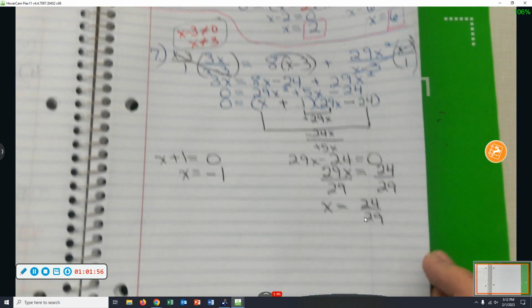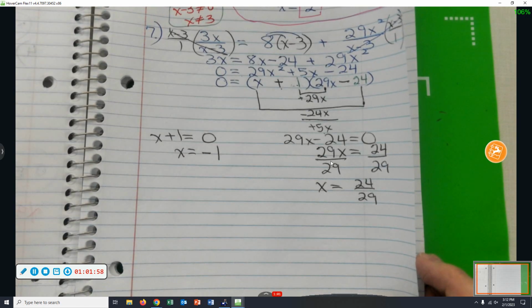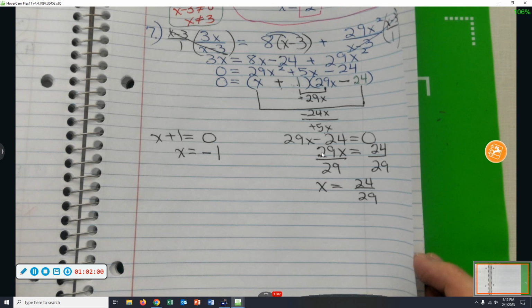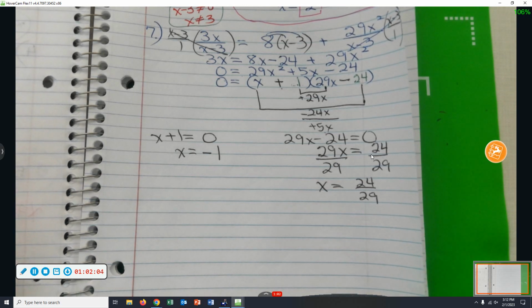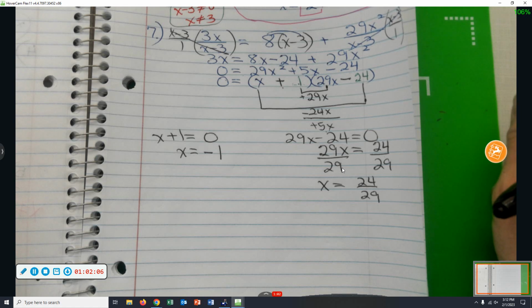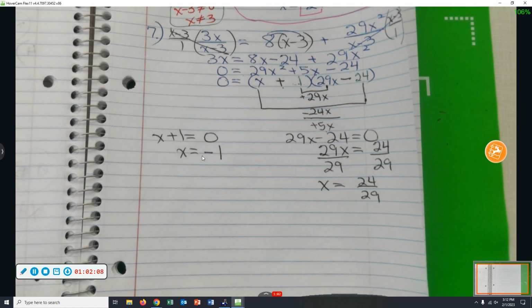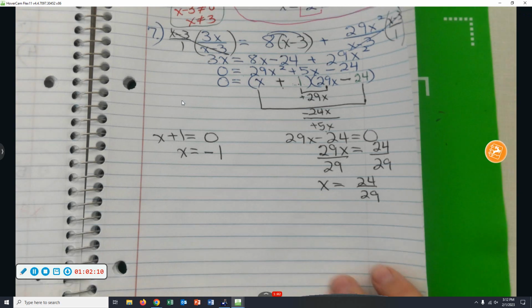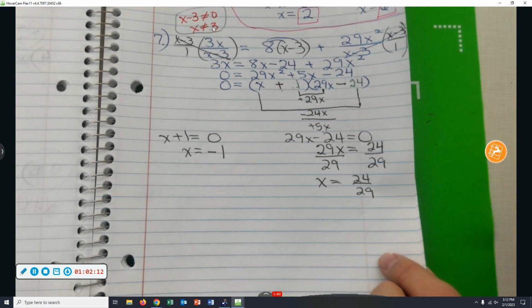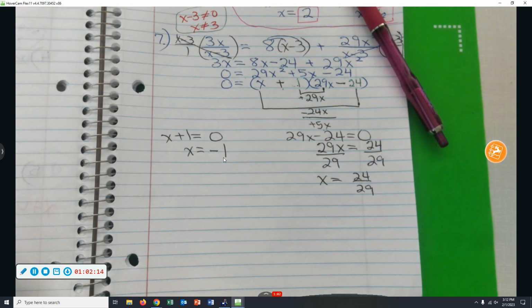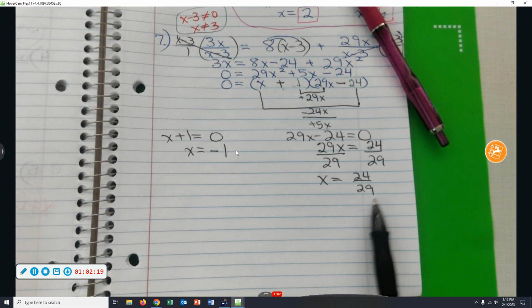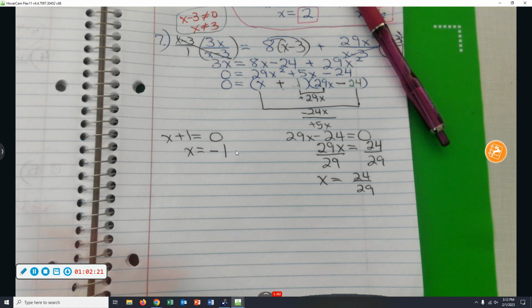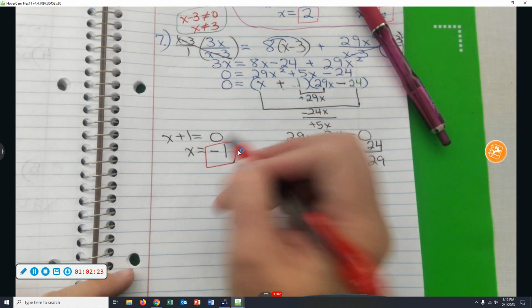You don't change the sign when you're dividing. You change the sign when you're undoing addition and subtraction. We said x couldn't be 3. Did we get 3 as an answer? No. So these numbers are both acceptable solutions.